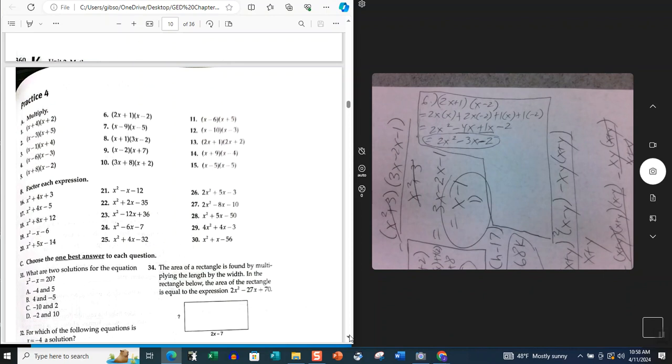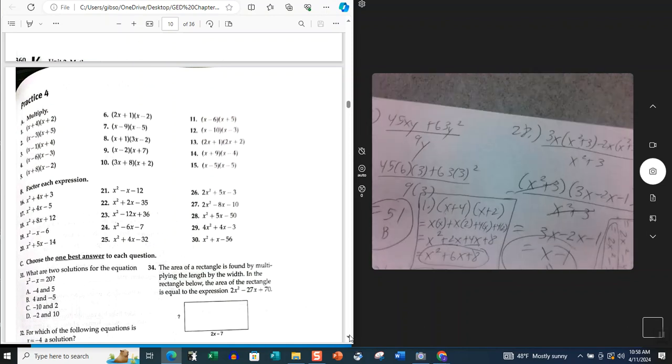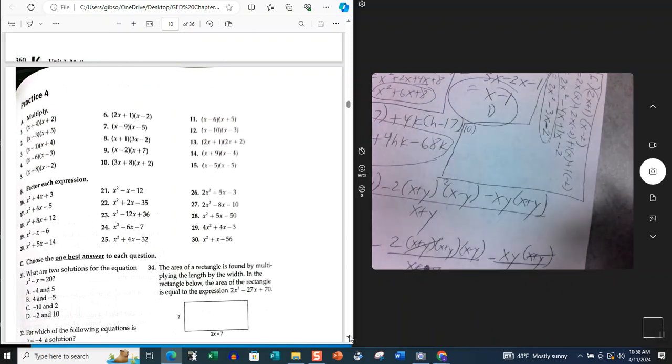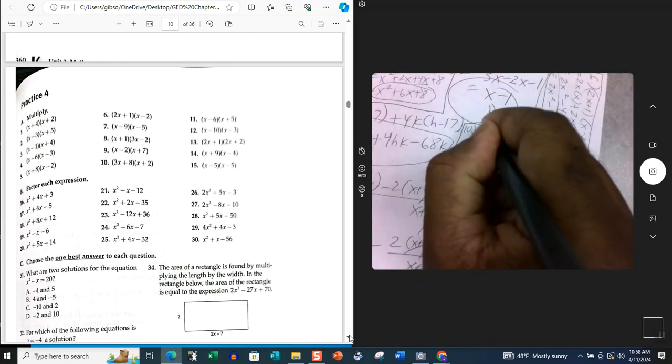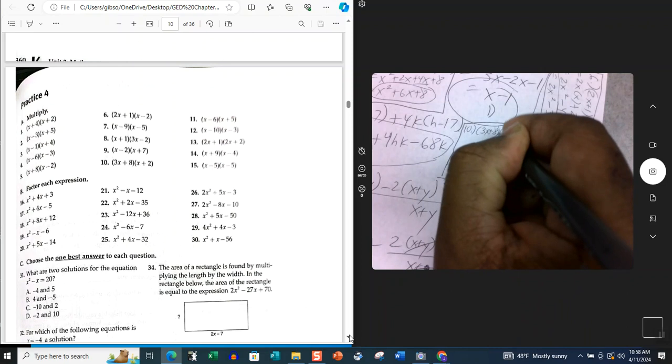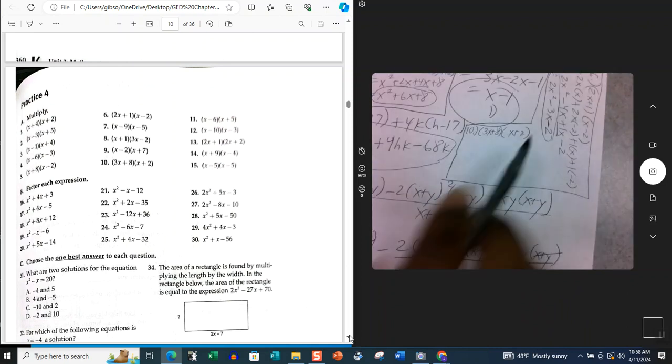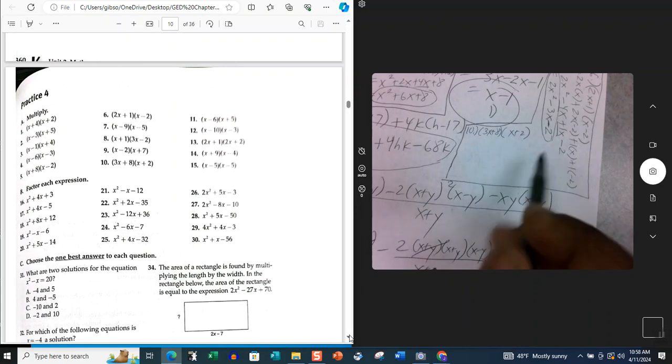Okay, next. We've done quite a few problems. Let's go with problem number 10. With problem number 10, we have 3x plus 8 times x plus 2. 3x plus 8 times x plus 2.